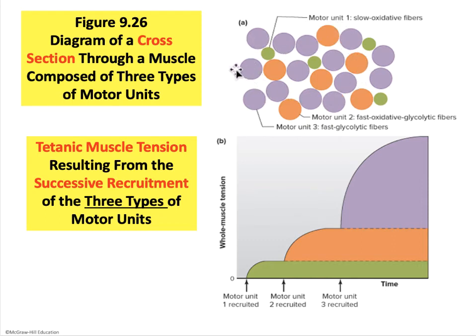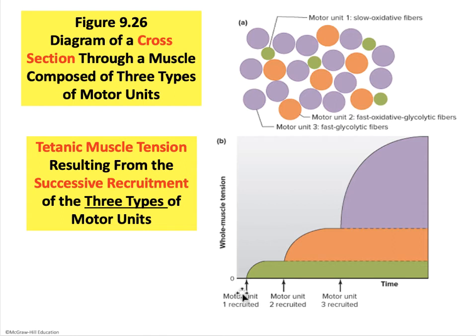So in this particular example, motor unit 1 will be impinging on these four slow oxidative fibers. Motor unit 2 will be activating the fast oxidative glycolytic fibers in orange. And motor unit 3 would be innervating the fast glycolytic fibers.